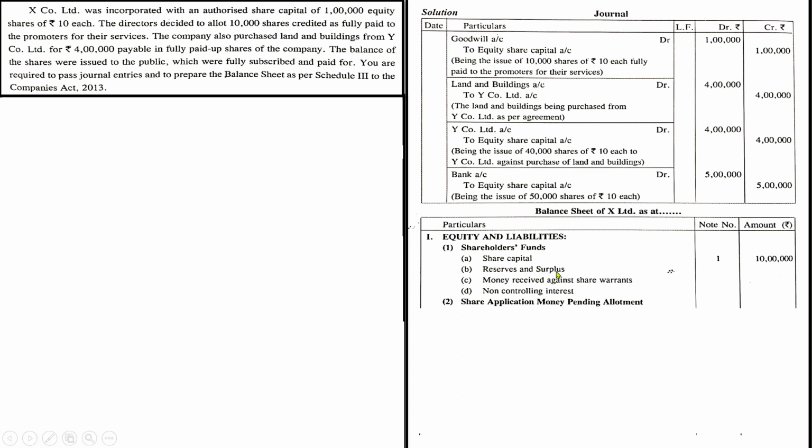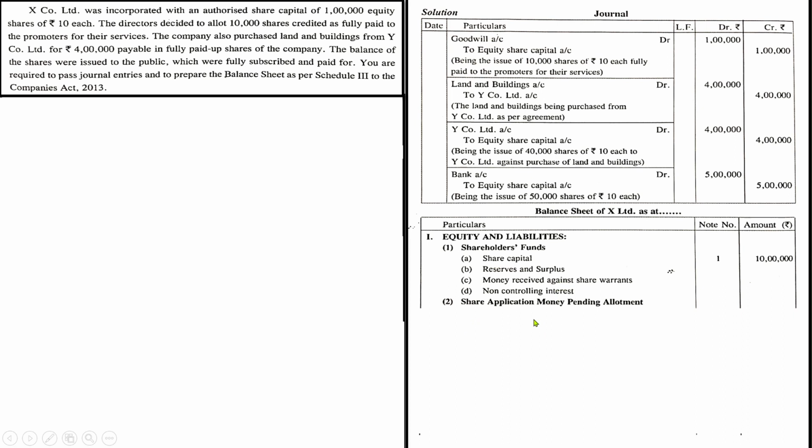There are no reserves and surplus. Usually the item that comes under reserves and surplus is securities premium. Since there is no premium adjustment in this question, no need to mention reserves and surplus. After that, money received against share warrants, non-controlling interest. All these items are not related to our area.